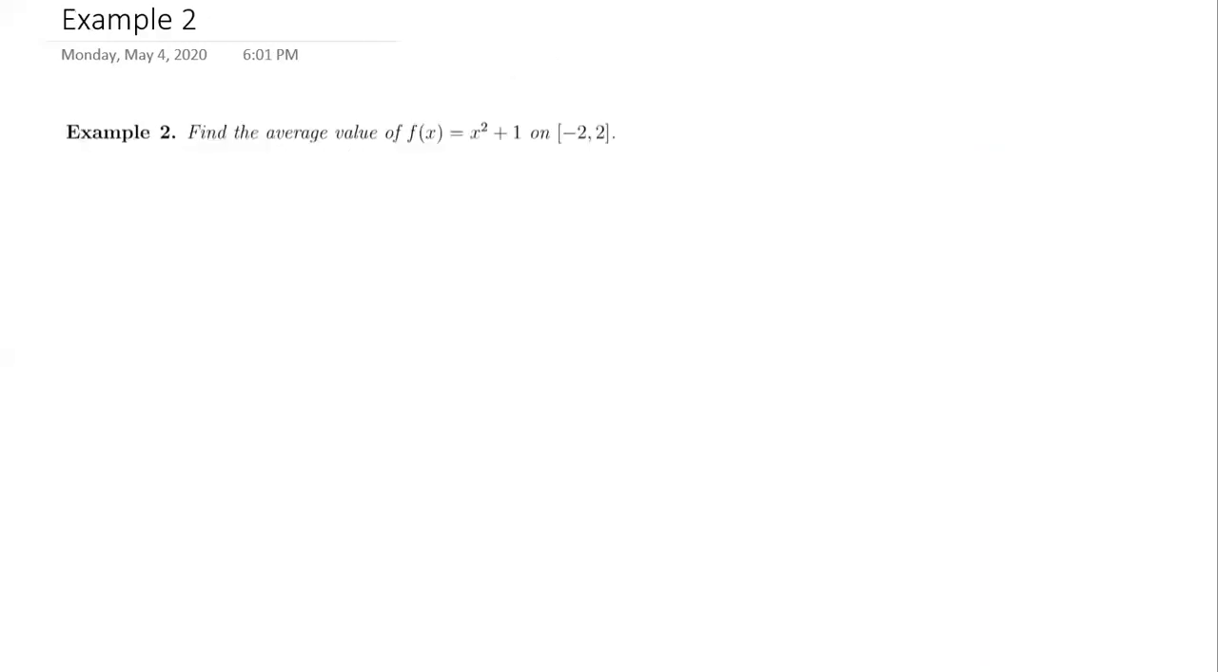Okay. So let's do a really quick example. Find the average value of the function x squared plus 1 on the interval negative 2 to 2. By definition, the average value is going to be the integral from negative 2 to 2 of x squared plus 1 dx, with the extra thing that we divide by the length of the interval. So what's the length of the interval? We did this when we were doing the Riemann sums. You just subtract the endpoints. So the length is 4. It's as simple as that.